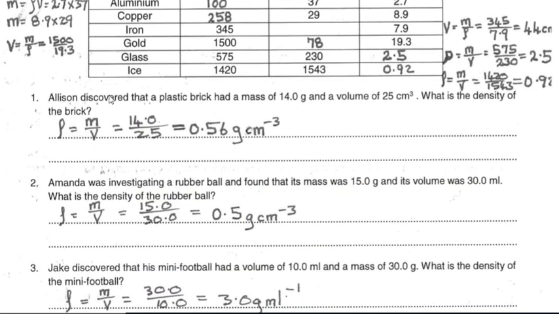Question 1. Alison discovered that a plastic brick had a mass of 14.0 grams and a volume of 25 centimetre cubed. What is the density of the brick? Density equals mass divided by volume equals 14.0 divided by 25 equals 0.56 grams per centimetre cubed. And look, just keep the units the same as the ones in the question.